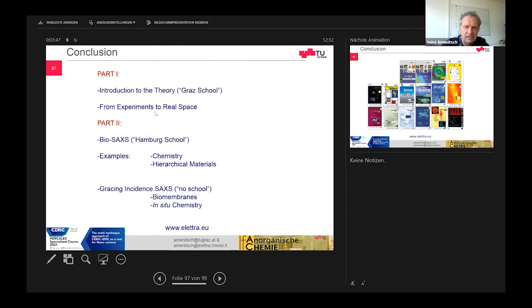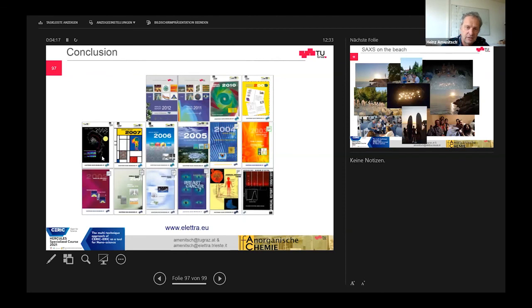The introduction told you about the Graz school. I was going from experiments to real space, telling you a little bit about BioSAXS, the Hamburg school, showing you some examples and giving you a glimpse of grazing incidence small-angle X-ray scattering, which is quite powerful at the end, and a very used technique recently in science. You can look up our annual reports, where you learn quite a lot about different systems and what you can do with small angle X-ray scattering.